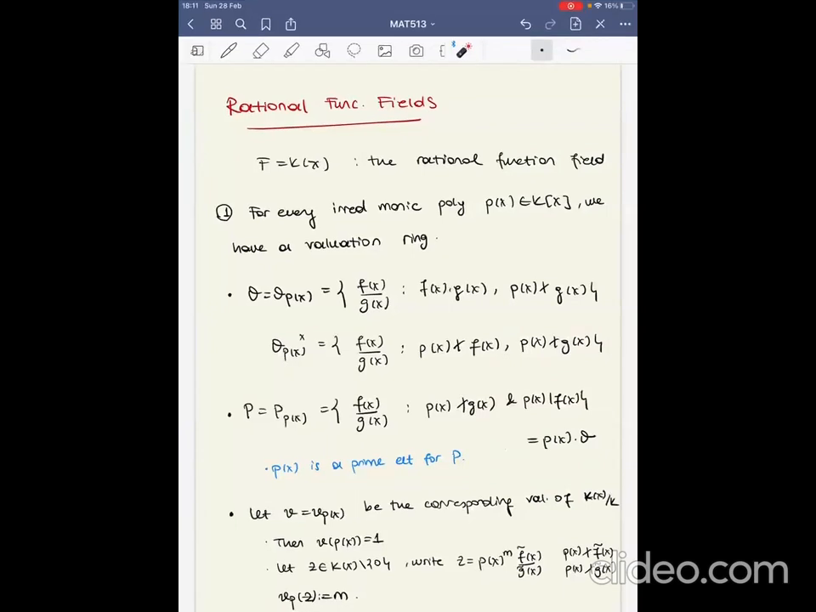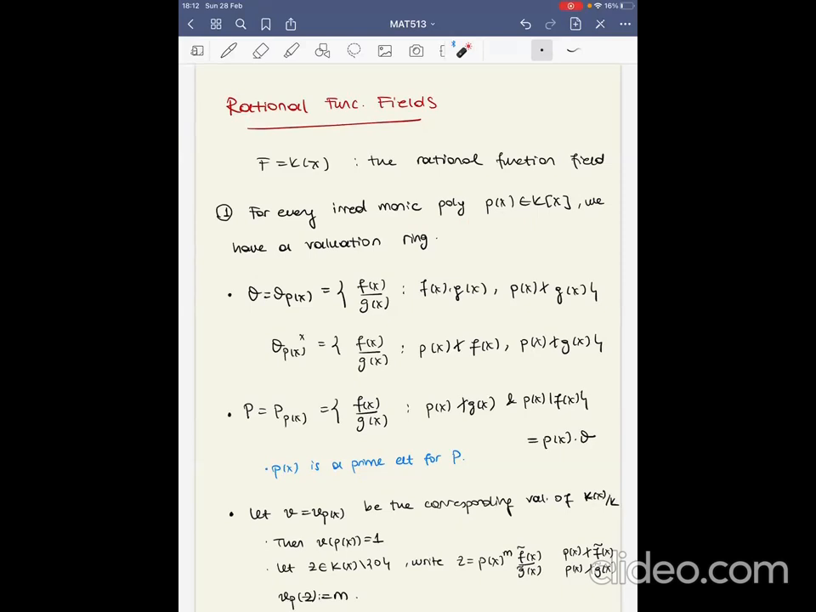In this video, our purpose is to understand what the residue class field and map look like, in the special case of rational function fields. For this purpose, let me remind you of the first example we considered for a valuation ring inside of the rational function field, which is determined by a given irreducible monic polynomial p of x.